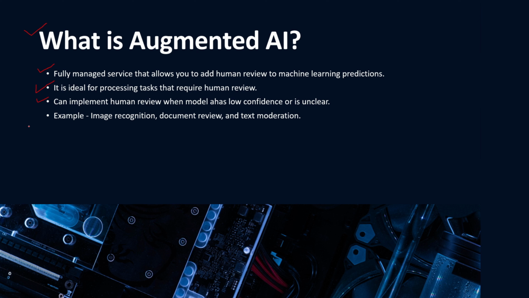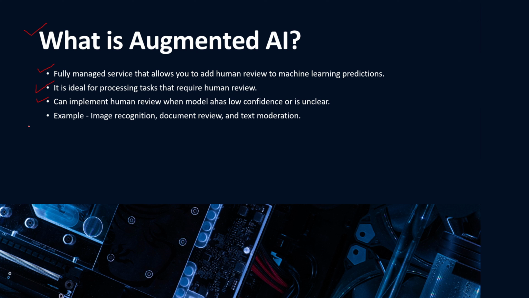So basically, if you have a machine learning model, after the model makes a prediction, you want to have a human review that prediction just to make sure that the model was able to predict it accurately. That's where Augmented AI would basically be used.